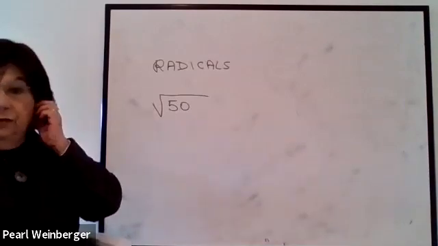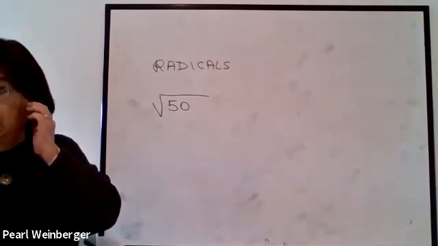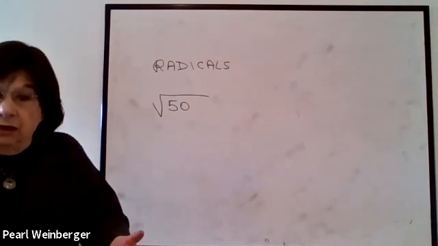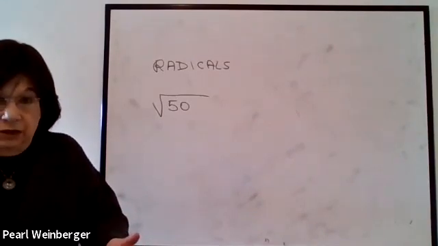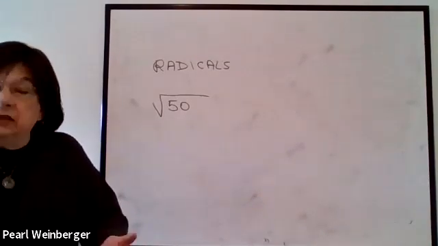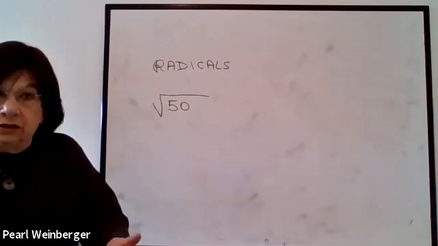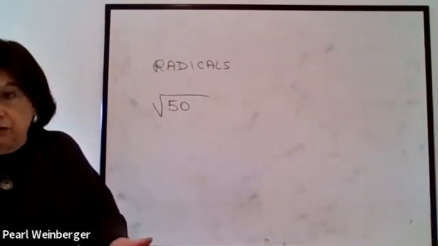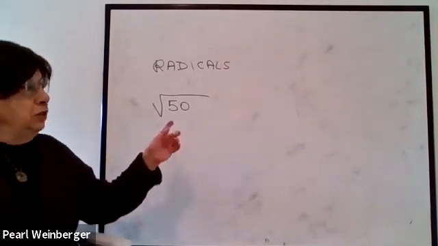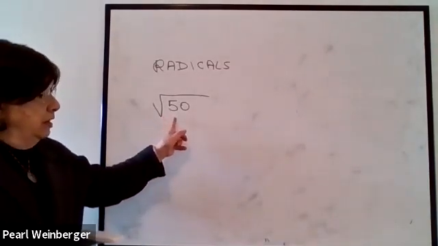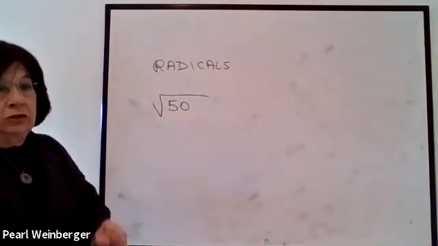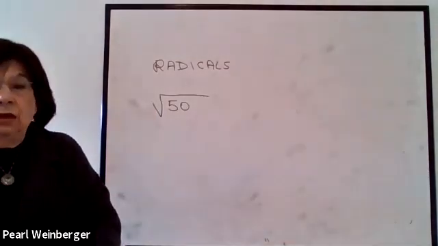So if you look at the square root of 50, now the square root of 49 is a perfect square. The square root of 49 is 7. And the next perfect square after 49 is 64, because the square root of 64 is 8. But there's no exact number that is the square root of 50.